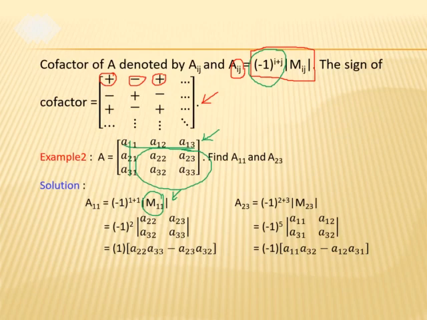And then for determinant 2 by 2, you have to remember how to solve that one, which is A22 times A33 minus A23 times A32. Or you can use this one. For this one, you can use this sign. So A11 duduknya di plus. So just terus masukkan plus.